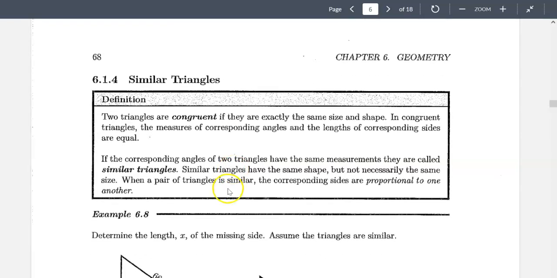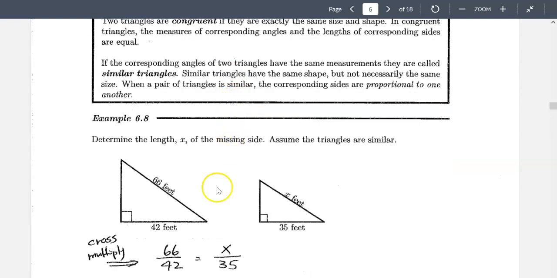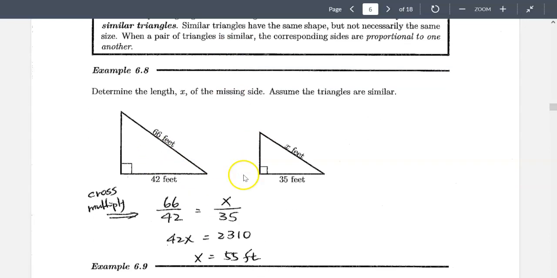Now, similar triangles. The way similar triangles work is, these two triangles are similar. Similar means they have the same proportion. So if they have the same proportion, we're going to utilize what we learned about proportion in the previous chapters. If we want to figure out what x is, proportion means that if these two are similar, the hypotenuse must correspond to the hypotenuse. These two, 66 and x, must have the same proportion as 42 to 35.